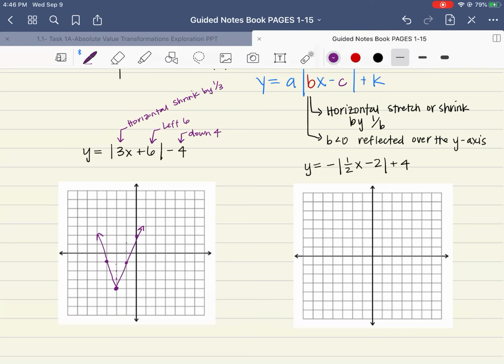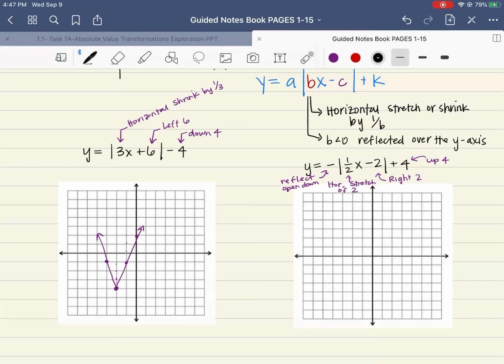So looking at this one, again, you're going to identify those transformations. If we're looking at this one, this is going to go up 4. We look at this one, this is going to go right 2. And then notice this guy right here is a horizontal stretch because we do the reciprocal of 2, or by 2. Okay. And then don't forget this negative out here. This negative right here is going to flip it upside down, right? It's going to reflect it. So this is going to open down.